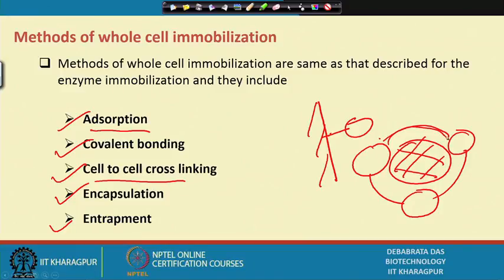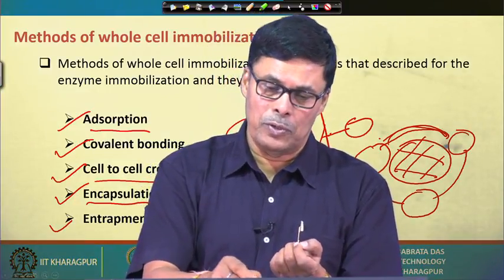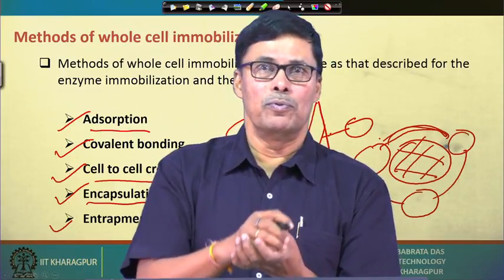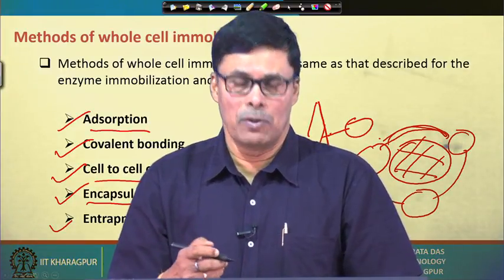This bonding, also covalent bonding, is also very strong bonding. Encapsulation, as I told you, is like the capsules we take in day to day life. In the capsule we put the medicine and it is enclosed inside, like an envelope inside which we put the letter. Similarly, inside that coating we put the whole cell.